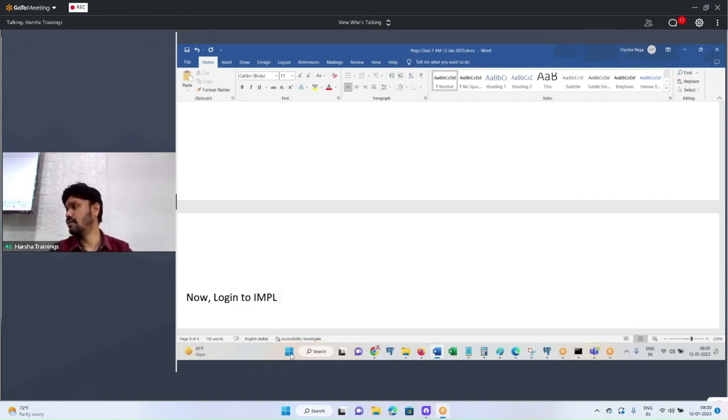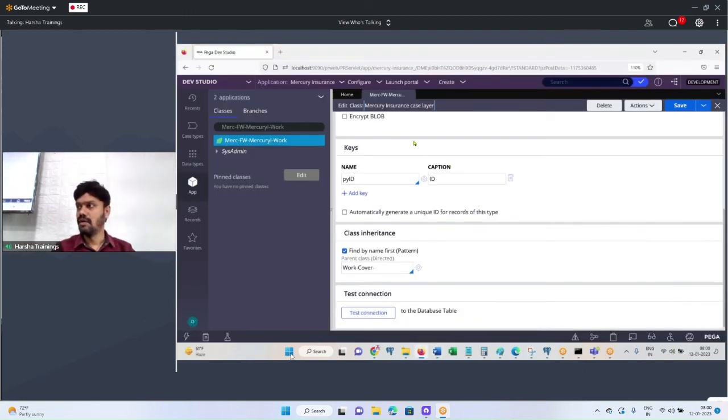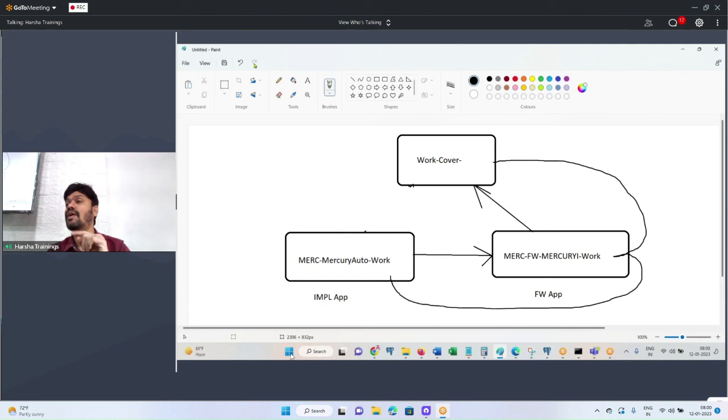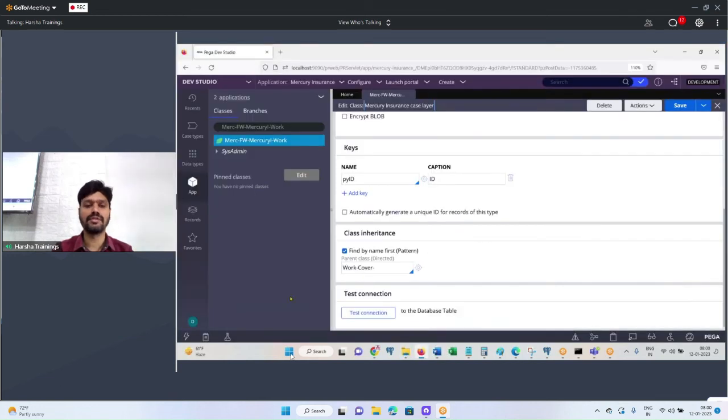So you are changing it by changing the Work-Cover- parent. Yes, diagrammatically I have modified it, right? That I have shown you. This is what we want to now achieve practically. Diagrammatically I have shown you, right? This I want to achieve practically now. That I need to establish. So where do I need to log in? Log into the implementation application. Let me log in now. Yes, I'll change it. Hold on.